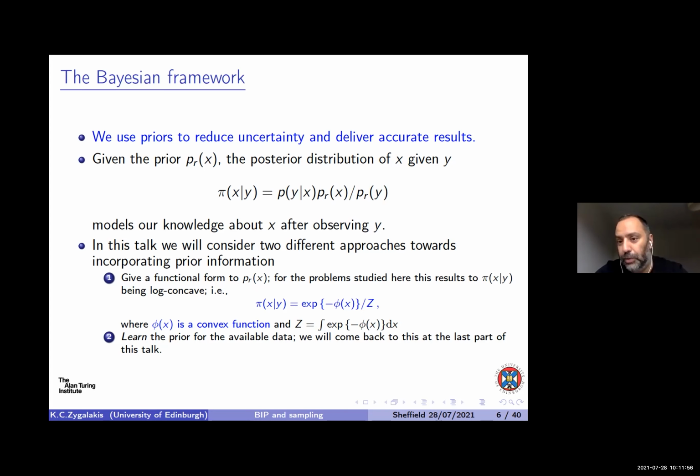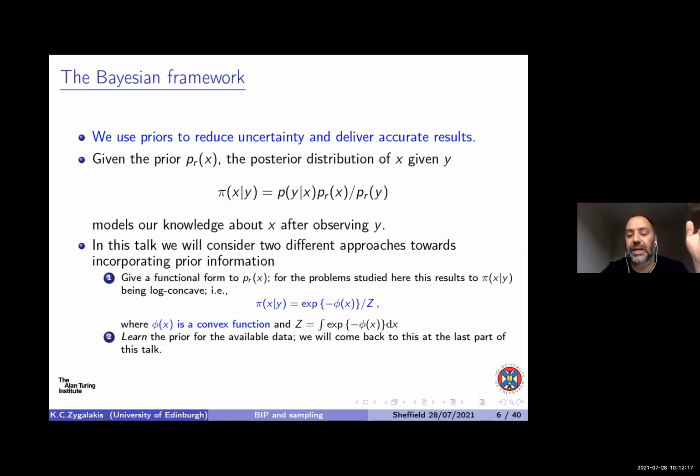That's the traditional approach. Now, what the cool kids are doing these days is trying to incorporate machine learning in everything. So we will try to be cool ourselves as well and learn the prior from the available data. I'm not going to talk more about this now, but we'll come back to it later in the talk.